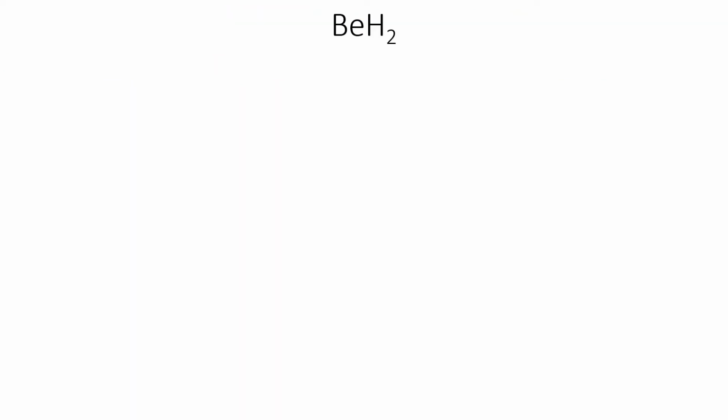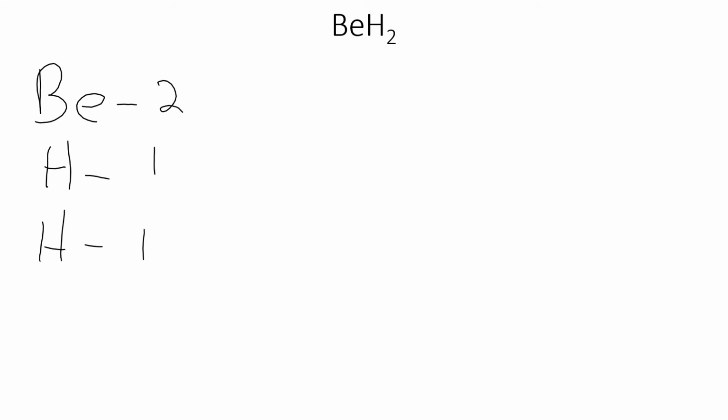And the example we're going to do is BeH2. So we have beryllium, 2 hydrogens. Beryllium is in group 2A, hydrogen is in group 1A. So you see we're only dealing with a total of 4 electrons.